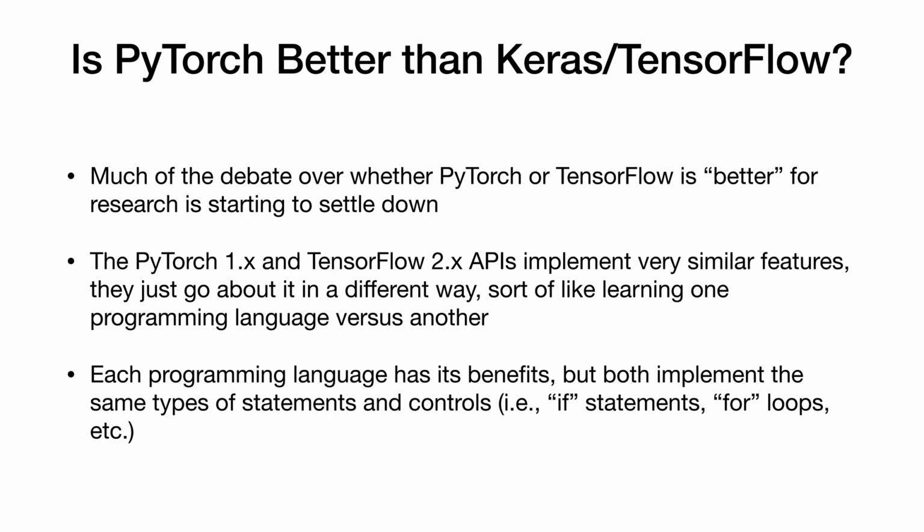Both PyTorch version 1 and TensorFlow version 2, their APIs are so similar that you just go about doing things in a different way, sort of like learning one programming language versus the other. Each programming language has its benefits, its pros, its cons, but both implement essentially the same types of statements and controls. So, like your if statements, your for loops, your while loops, all of that basic syntax is going to look similar in any type of programming language. What's going to differ is your syntactic sugar, the small differentiating things between the languages.